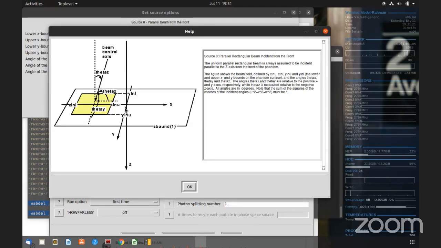So the question then is the beam. If the beam is coming from the top, then the beam needs to be parallel to the y-axis, okay, in the CT data. Is this clear, or should I explain it? Should I draw it on a piece of paper just so that we understand what's going on?